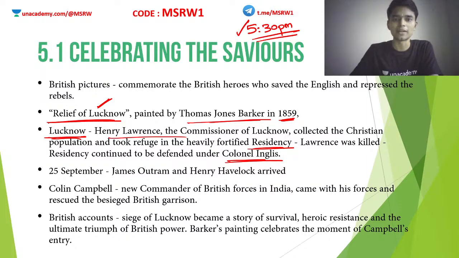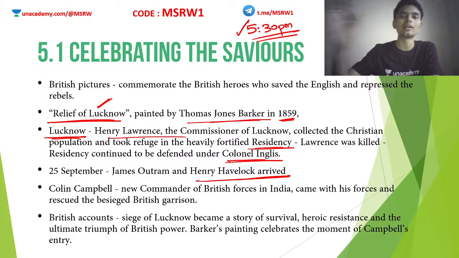On 25th September, Outram and Henry Havelock arrived at the scene, and they broke through the ranks of the rebels. They supplied Inglis with more ammunition and more resources, and eventually the Britishers succeeded in saving everybody who was trapped inside the Residency. All the rebels were eventually thwarted, and everyone was saved. So this event was painted by Thomas Jones Barker: the fall of Lucknow followed by the saving of Lucknow by Outram and Henry Havelock.